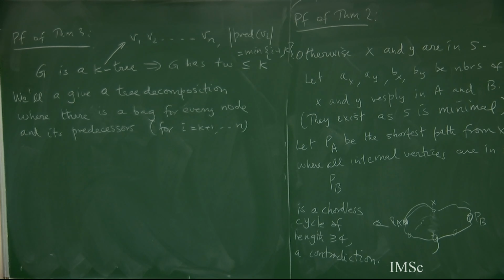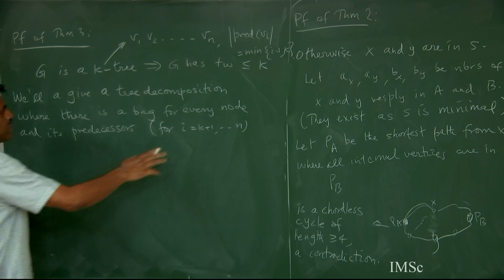So, what I am going to give you is something stronger, because again we will prove by induction, and so it helps to strengthen my induction. I am going to give you a tree decomposition where there is a bag for every node and its predecessors. Okay, there will be one bag which will contain a vertex and all its predecessors for every vertex going from k plus 1 to n.